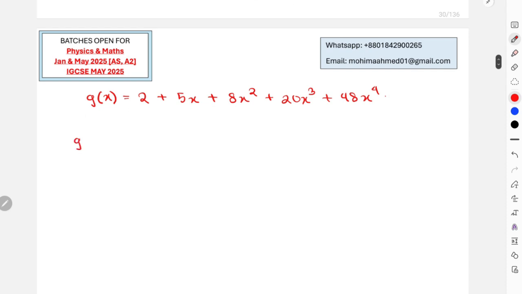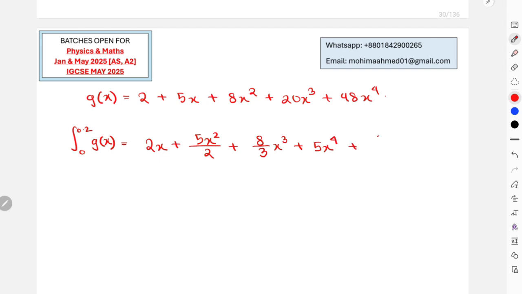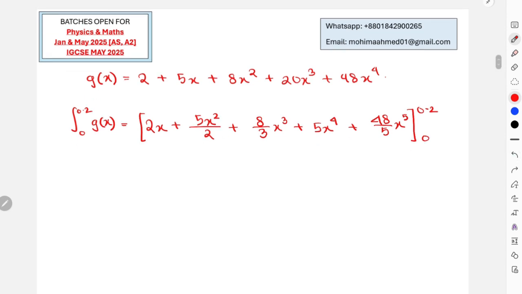So for the integration, with the boundary of 0.2 and 0, I'll just do the integration directly, okay? It will become 2x, this will become 5x square by 2, this will become 8 over 3 x^3, this will become 4, so 20 over 4 will be 5x^4, and this will become 5, so 48 over 5 x^5, and this entire expression will be within the boundary of 0.2 and 0.